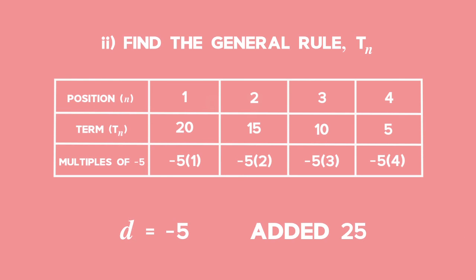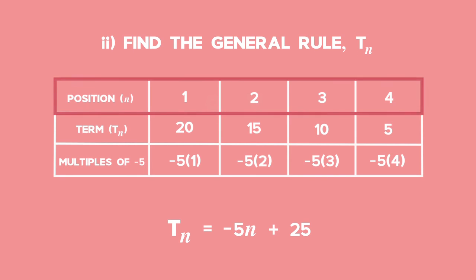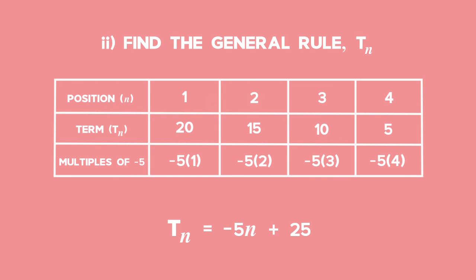This is what we call the general term, because it can be used to work out any term in the sequence. Formally, we can say that Tn, our general term, is equal to minus 5 times n plus 25. So what we did was we took the multiple of that constant difference and then added 25, depending on the position of each of the terms, to give us the value of these terms in these specific positions.